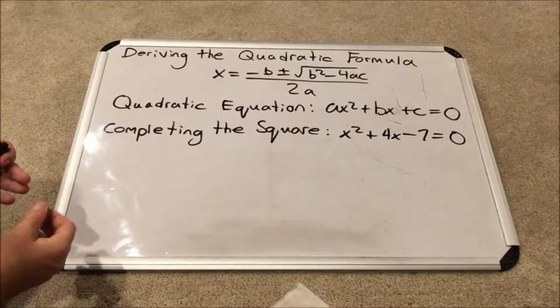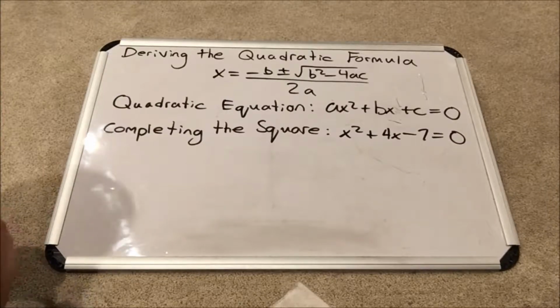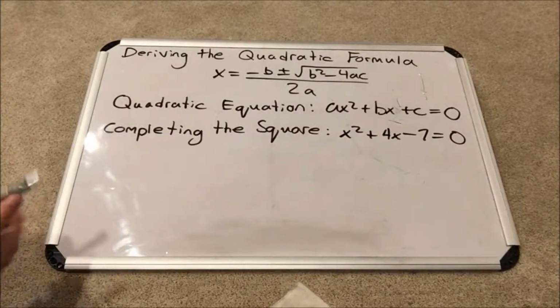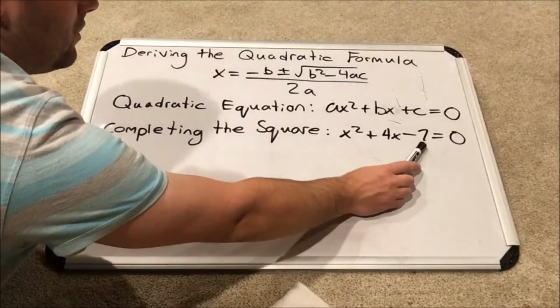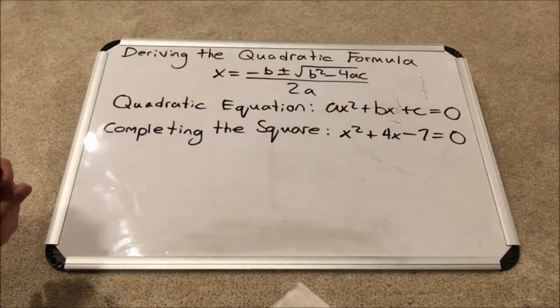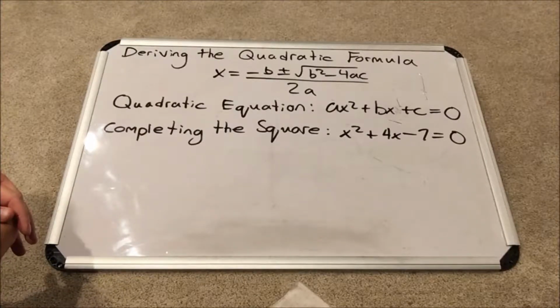Now, it comes from the completing the square mechanism, okay? Here is an example of something where you'd need to complete the square. Why would you need to complete the square? Because you can't factor this. I cannot find two numbers that multiply to negative 7 and add to 4 that are integers. And so we are going to have to do this another way.